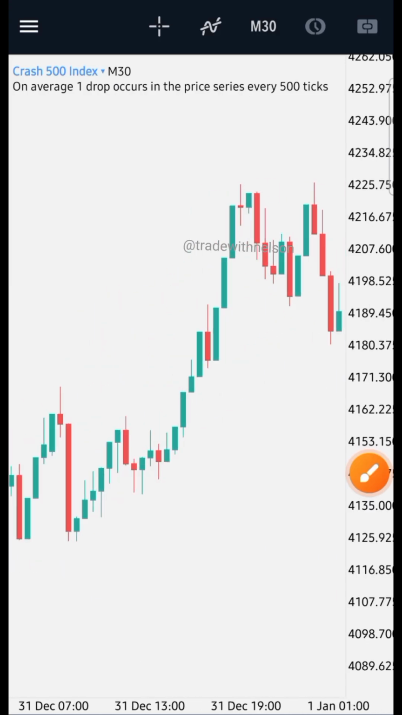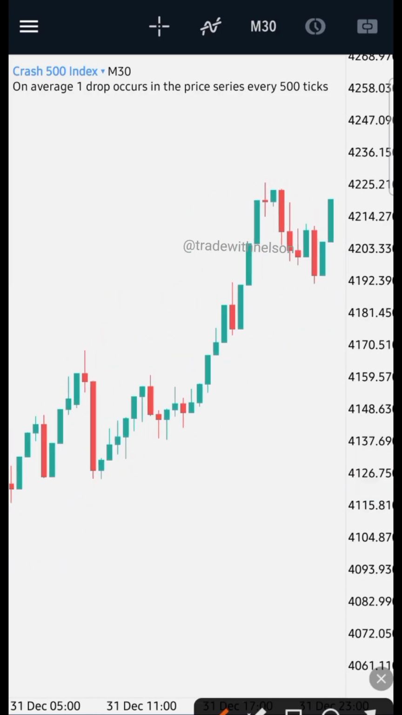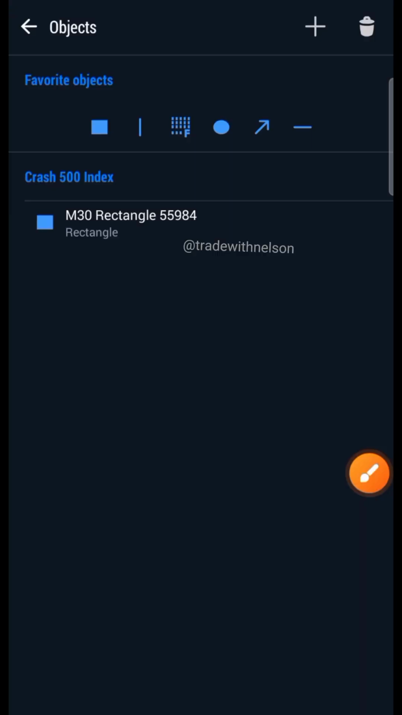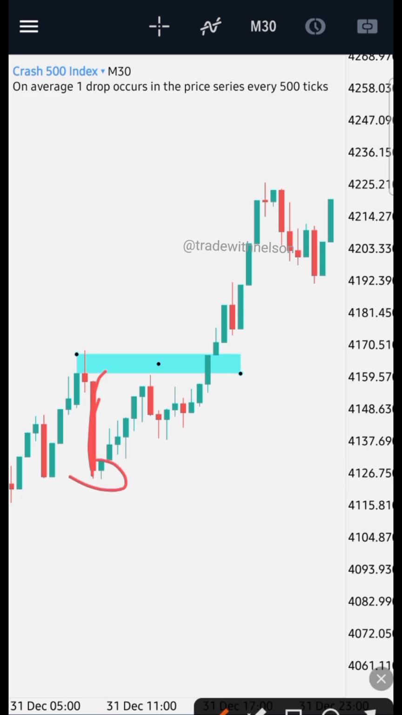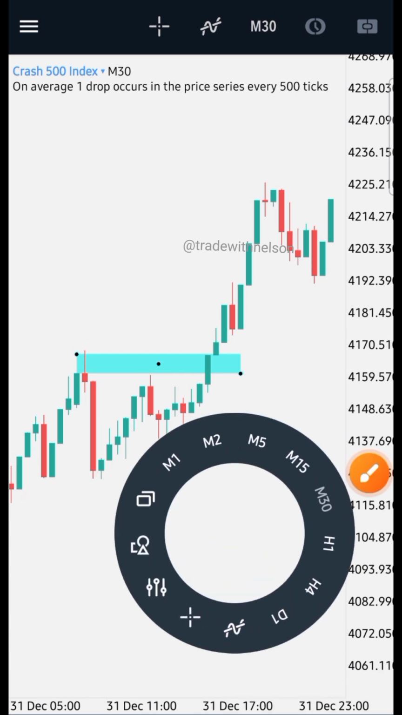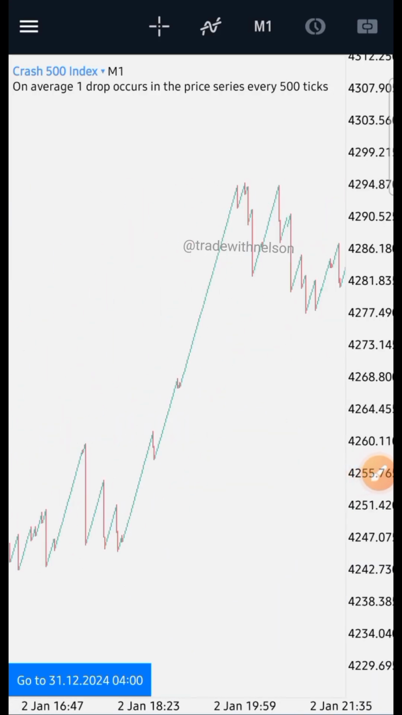So let me show you one more example. Let's use this place for another example. So this is how you mark your zone. Once you see the retracement, which is this downside, then you put your rectangle tool at the last tip of it to know when market will break it. So we go to our 1 minute time frame and look for that level.